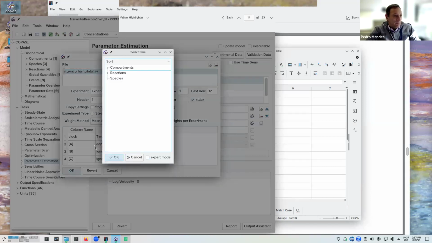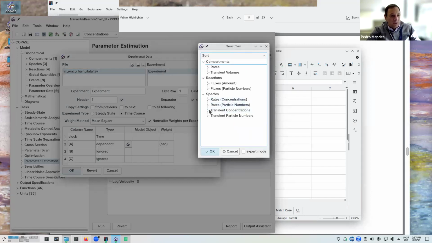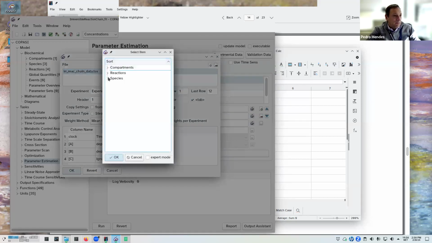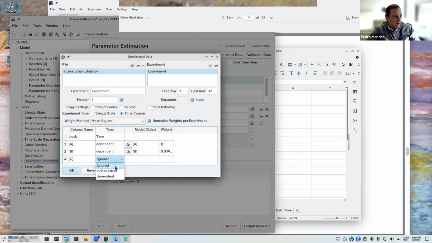And as soon as I say dependent, COPASI wants me to find out what this is in my model. Is it a compartment? Is it a reaction? Is it a species? In this case, it is a species, and it's the transient concentration of a species. That is, the concentration along time. So I have it here, transient concentrations. I expand this, and now I choose A. So this column is mapped to the variable that it has in the model. I'm going to have to do the same with B and C, and I'm going to go a bit quicker because it's just the same. B is also dependent. It's also a species, transient concentration, and it's that one. And the same thing for C.